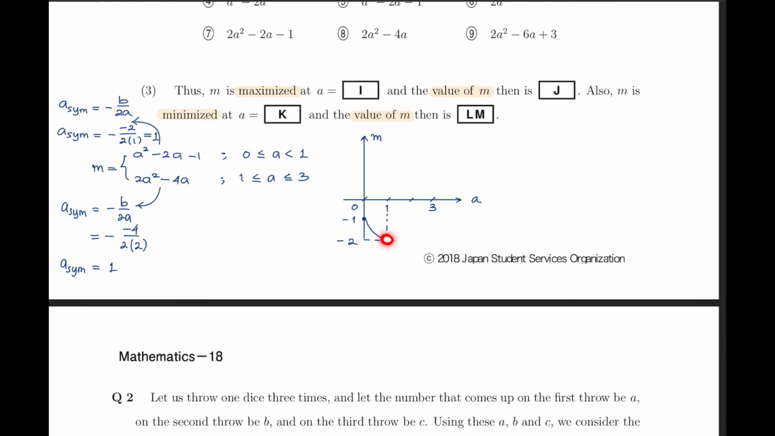Since this is the vertex of the second graph, this is the lowest point of the second graph. If I substitute a equals 3 into this equation, I will get 2 times 3 squared minus 4 times 3. 3 squared is 9. 9 times 2 is 18, minus 4 times 3, which is 12. It becomes 6. So when a equals 3, the value of m is 6. Let's assume this is 6.